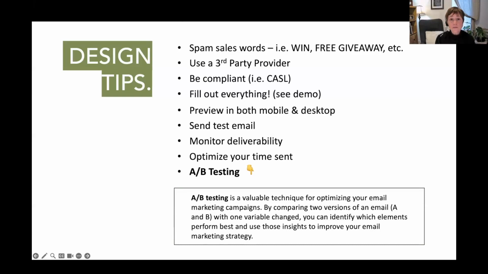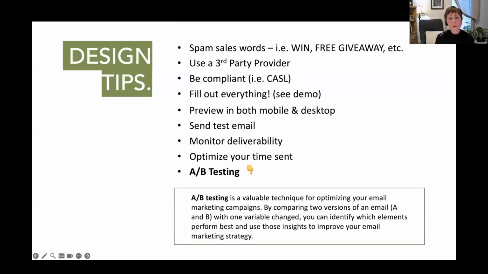Be compliant. Make sure the whole thing is CASL friendly. Fill out everything. I'm going to talk to you about that in the demo. There are different things that you might miss, like a preview text. So there's the subject heading line, but also the preview text. Some of the stuff will stop you from going because it's required, but other ones are just optional. So just remember, you go through and fill everything out. Preview it ahead of time in both mobile and desktop. Send a test email. The test email will come to you. See what it looks like in your email.